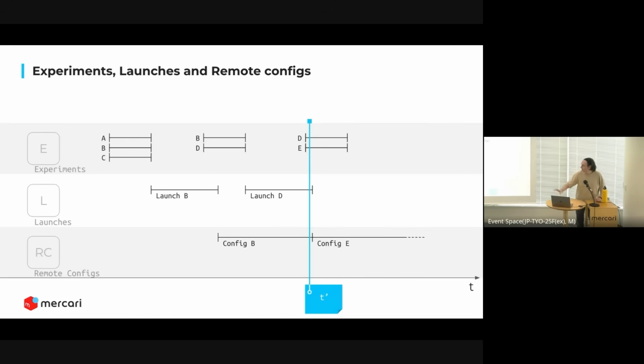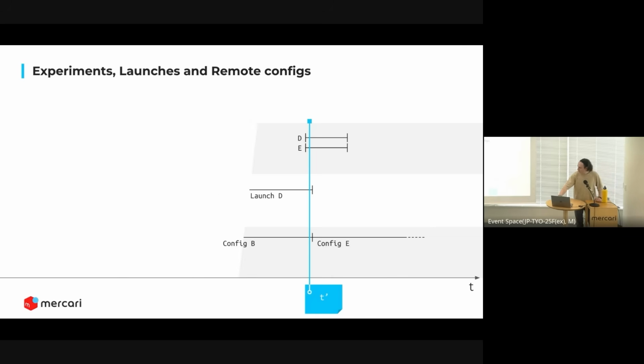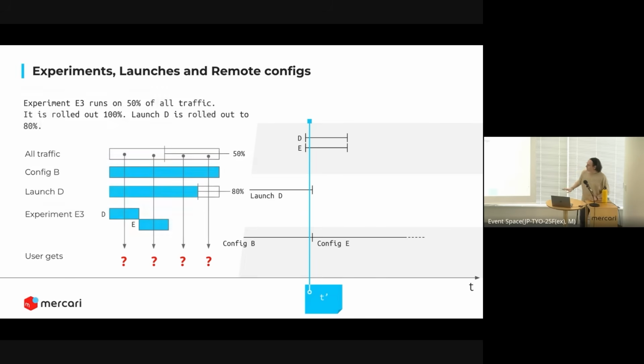So at this point, we have one more experiment, one launch, and one config. And this is more complicated because now we have all three parts, experiments, launches, and configs, working together. This experiment runs on 50% of the traffic. It is fully rolled out, that is 100%. We also have a launch that is 80% rolled out, but we also have a config that makes experience B available to the default experience.